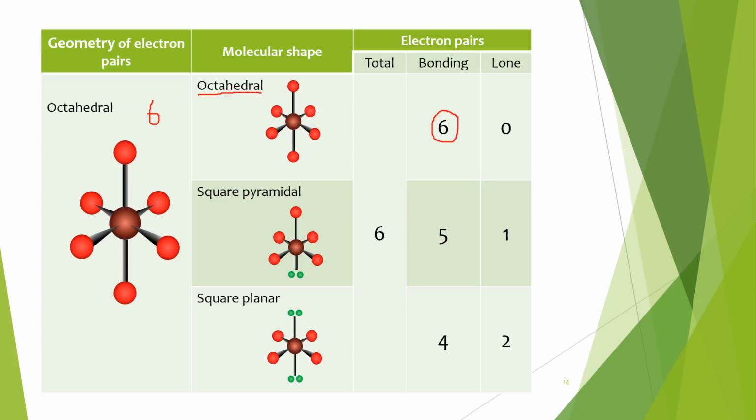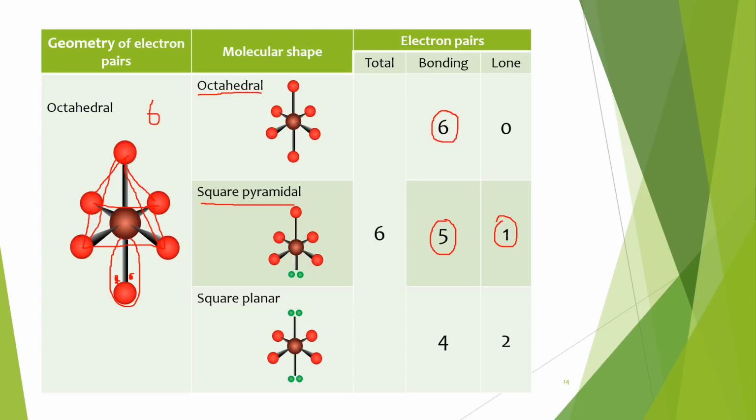The second case, if the electron pairs consist of 5 bonding pairs and 1 lone pair, the molecular shape will be a square pyramidal. Please remember that for a molecule that consists of 6 electron pairs, the lone pair will always occupy the vertical plane or the axis plane. So for example, the first lone pair you will get here. So as you can see, you will get a square pyramidal. If you connect all of the side atoms, you will get a square pyramidal.